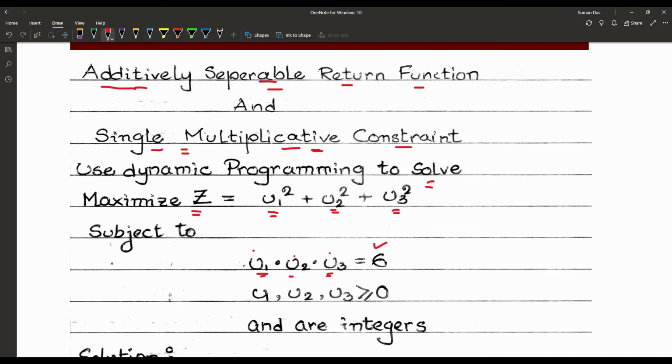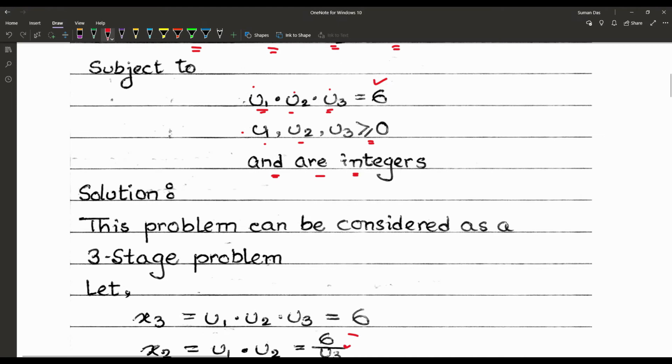So we are calling it a single multiplicative constant, and as usual u1, u2, u3 are greater than or equal to 0. But look at the next statement: they are integers. That means all the variables u1, u2 and u3 have integer values, they must not be non-integer. Let's start with the solution.